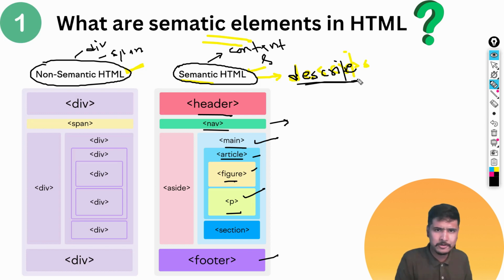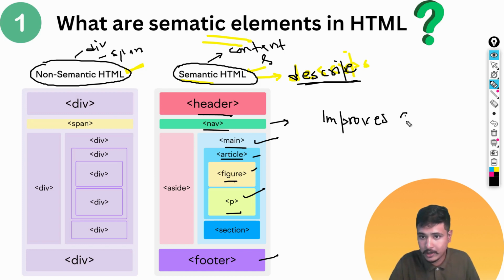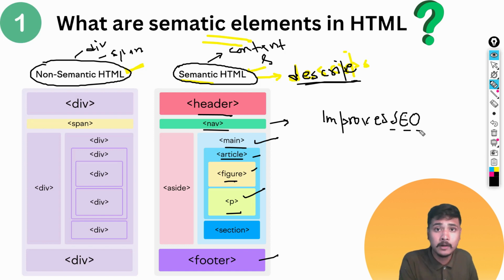Why do we have to do this? If you do this, not only does it improve your SEO. What is SEO? Search engine optimization. You see websites coming up when you search for coding in Google. Did you ever wonder why some websites are at the bottom and some are at the top? The reason is SEO. If your website is optimized better, you will see your website coming at the top.